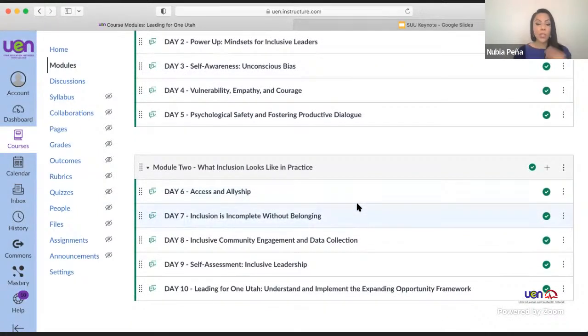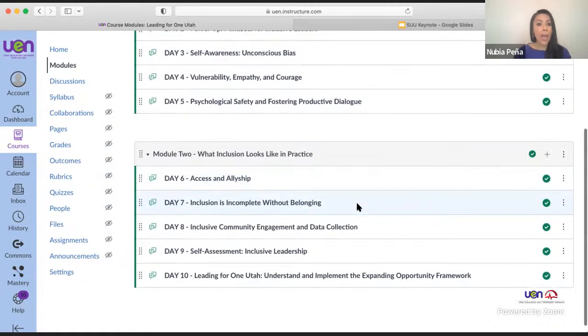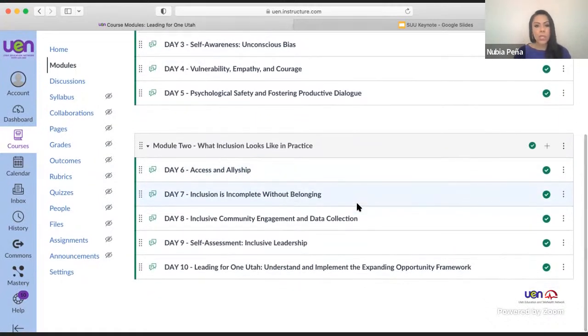Module two is what inclusion looks like in practice. So access and allyship. Inclusion is incomplete without belonging. Inclusive community engagement and data collection, self-assessment, inclusive leadership, and Leading for One Utah. Understand and implement the expanding opportunity framework.